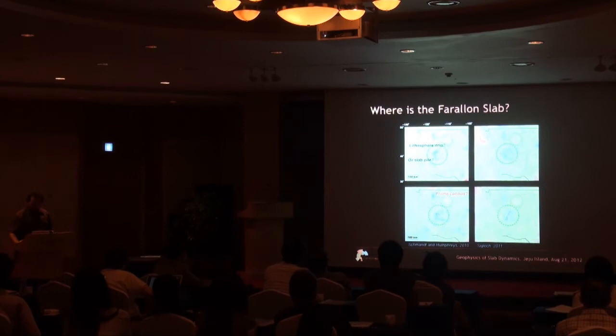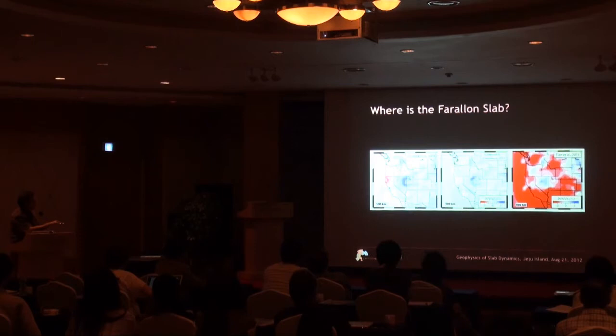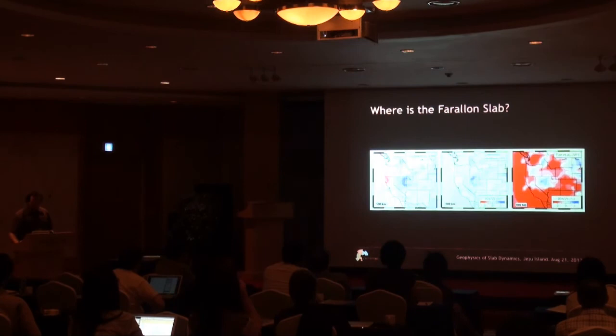And if you look at a few others, this one in particular, this blob here, it's visible in all different tomography models using different methods and different data. So it doesn't look like very much of the Farallon slab we saw, that's been subducting off the coast of North America.